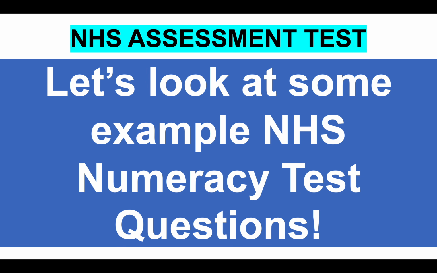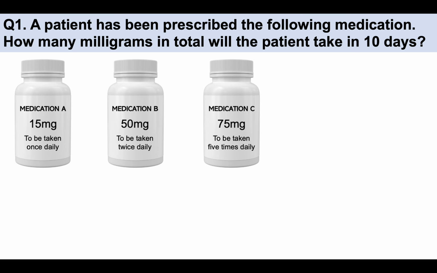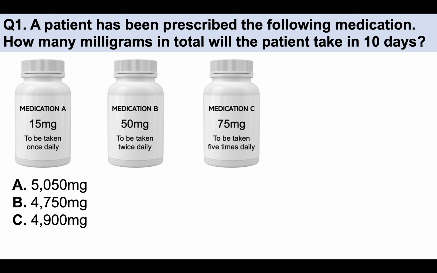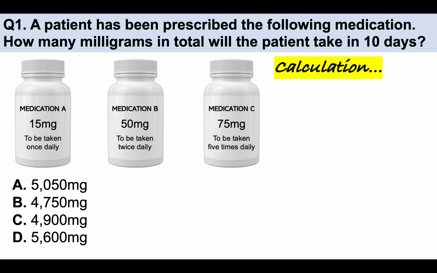Okay, let's now take a look at some example NHS numeracy test questions, and we will then move on to the literacy test. Question number 1. This is an example. I will walk through it with you and then get you to try some live on the screen. A patient has been prescribed the following medication. How many milligrams in total will the patient take in 10 days? Option A, 5,050 milligrams. B, 4,750 milligrams. C, 4,900 milligrams. Or D, 5,600 milligrams.